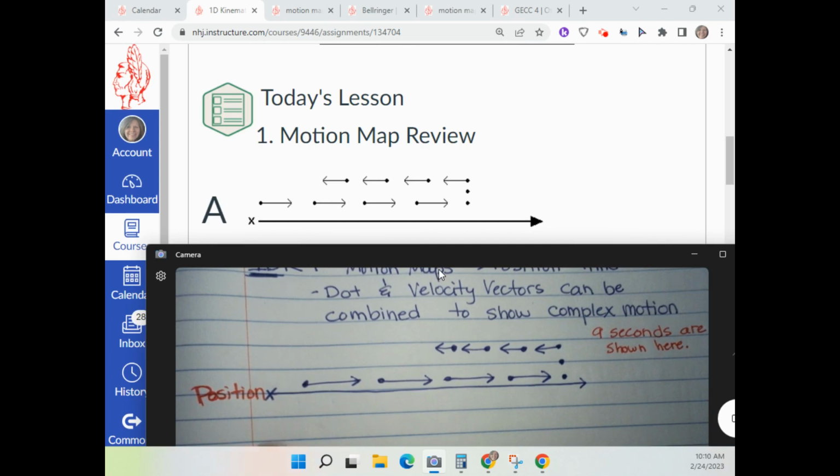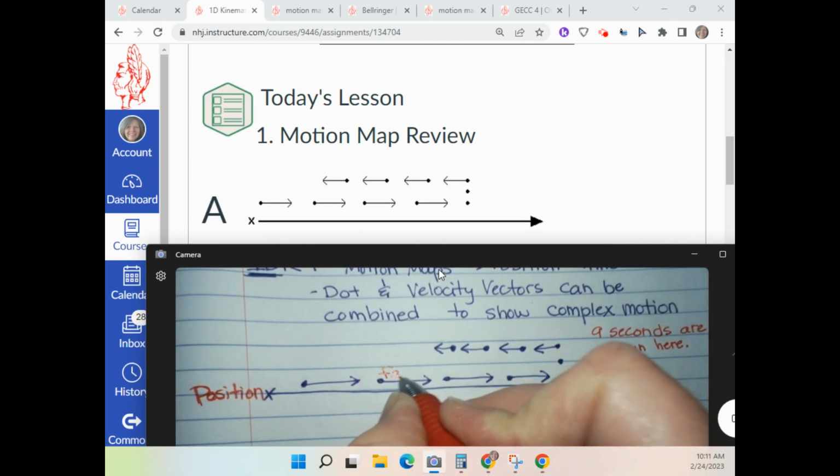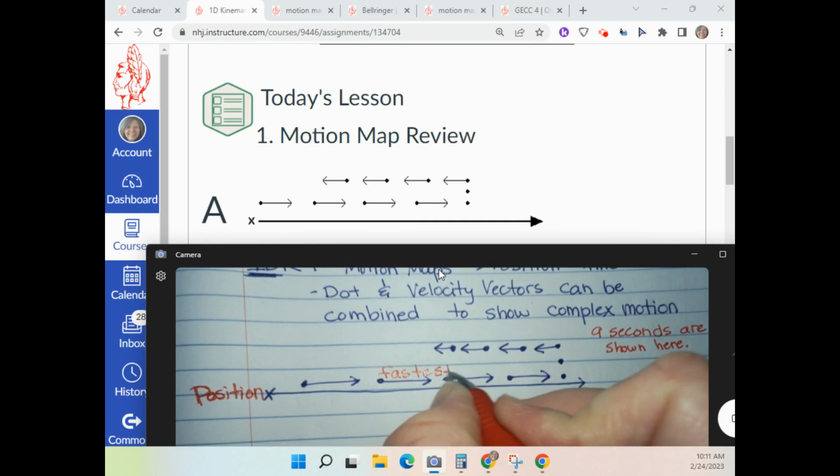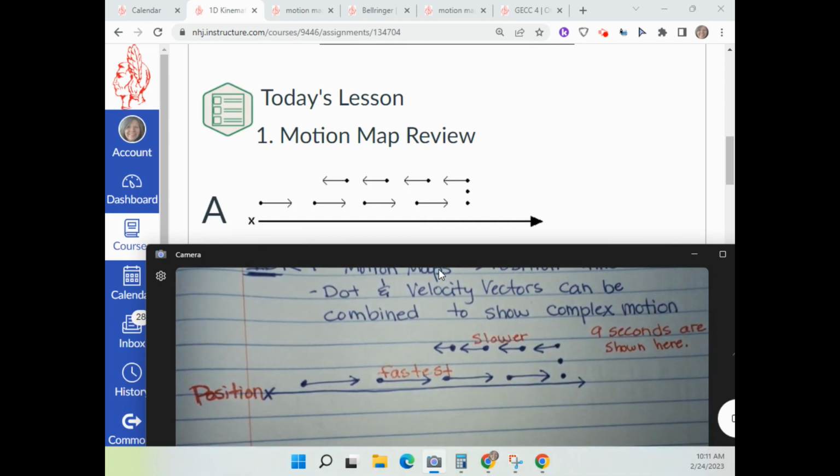Where is the fastest? Is the fastest when they were going to the right or when they were going to the left? Well, let's see. We have 1, 2, 3, 4 arrows. These arrows going to the right are bigger and farther apart. So this is the fastest section, and this is the slower section.